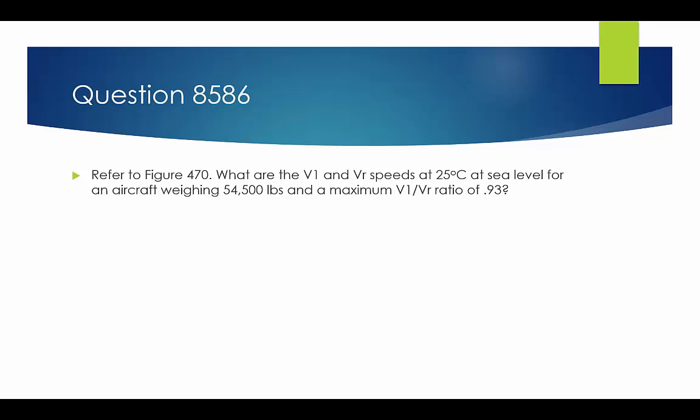Moving on to question 8586. On this one, we are asked to find V1 and VR speed, except we are actually using a different chart this time. It's actually a less complicated chart. So this is for 25 degrees. We're given sea level, and we are given the airplane's weight.